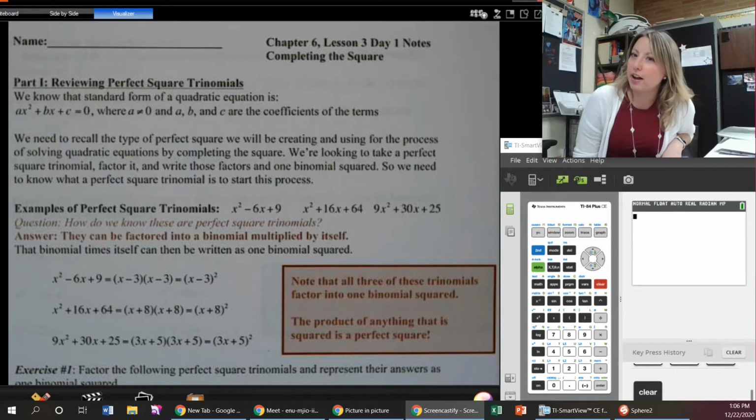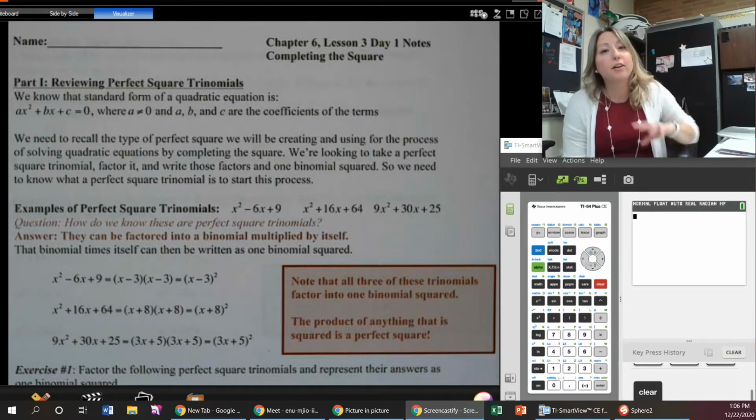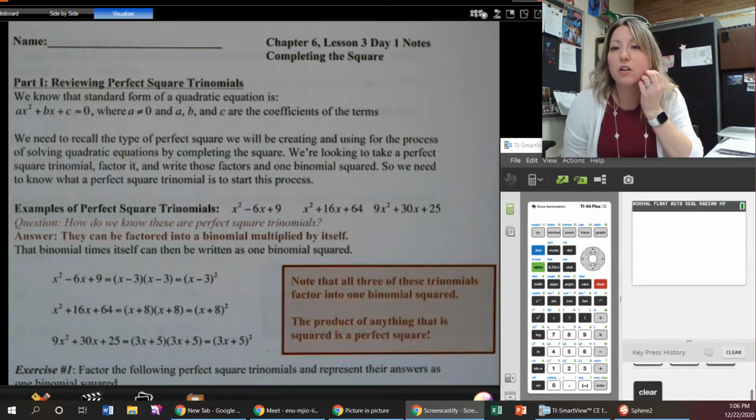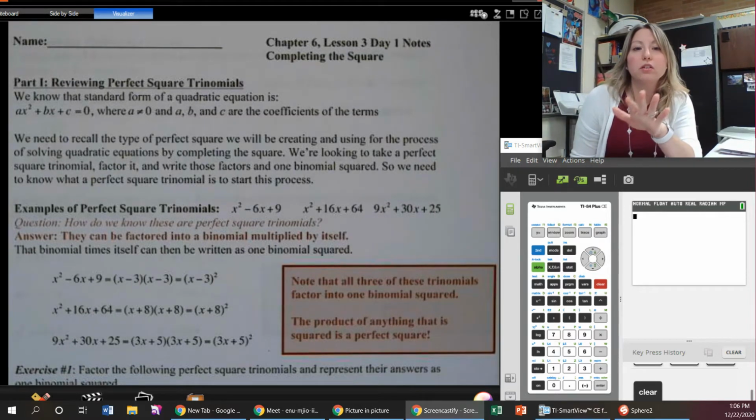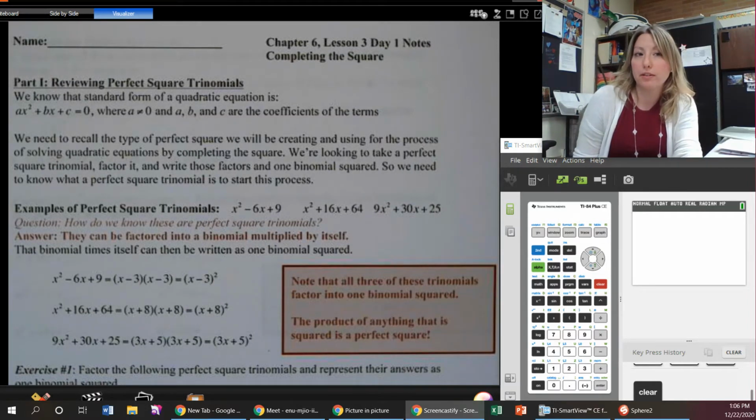We're going to complete the square today. And that's actually all we're going to do. We're not going to solve our quadratic equations using this method yet. We're just going to learn what completing the square means today.